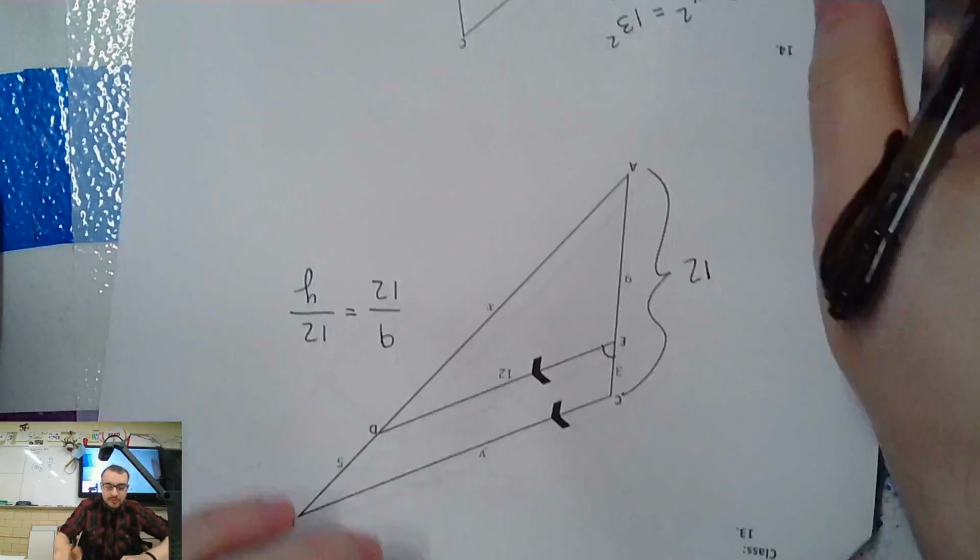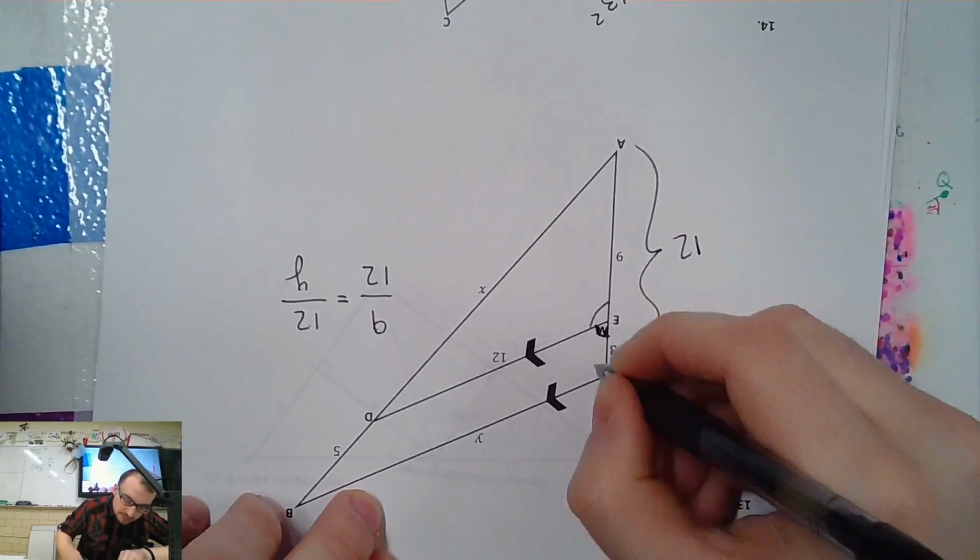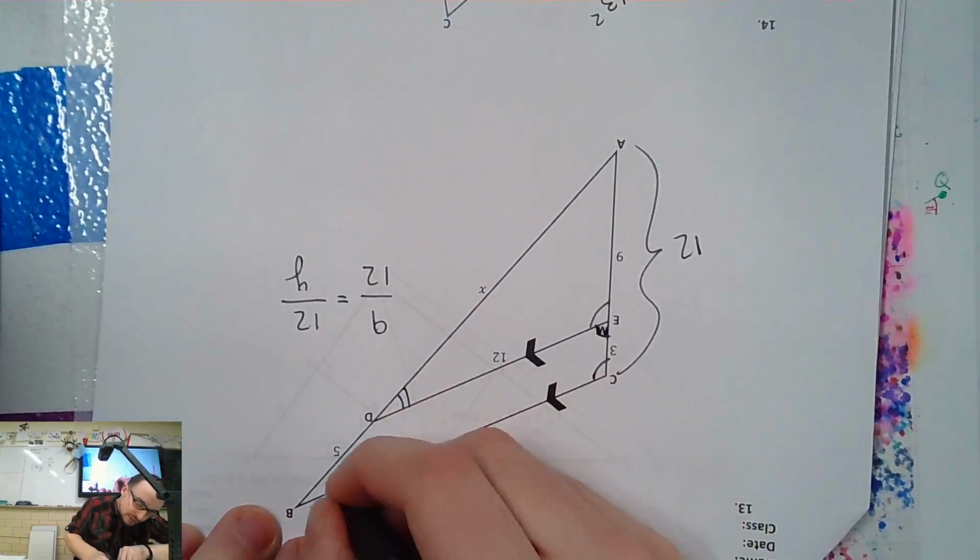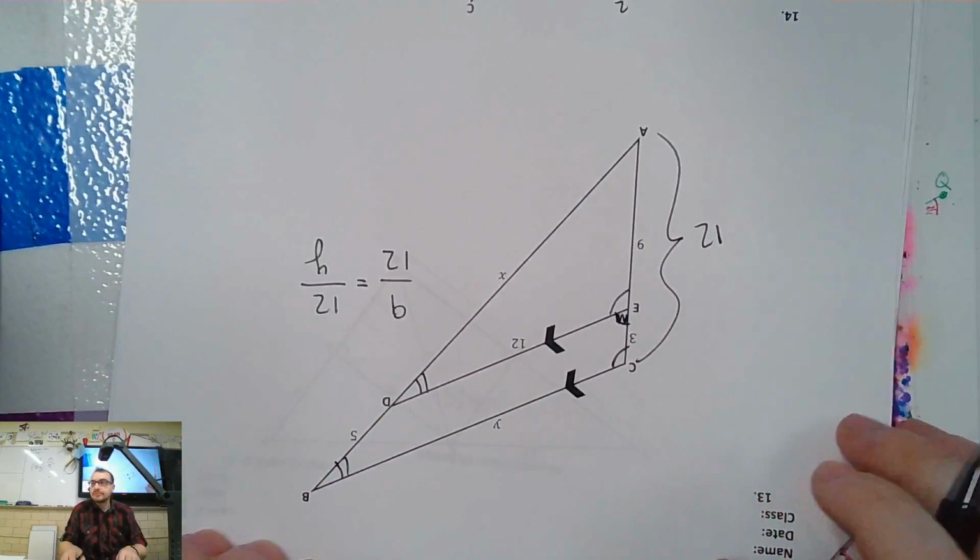Let me flip this around. These angles are the same, sorry. And these angles are the same, right? So we have angle, angle. We also have a shared angle at the top.